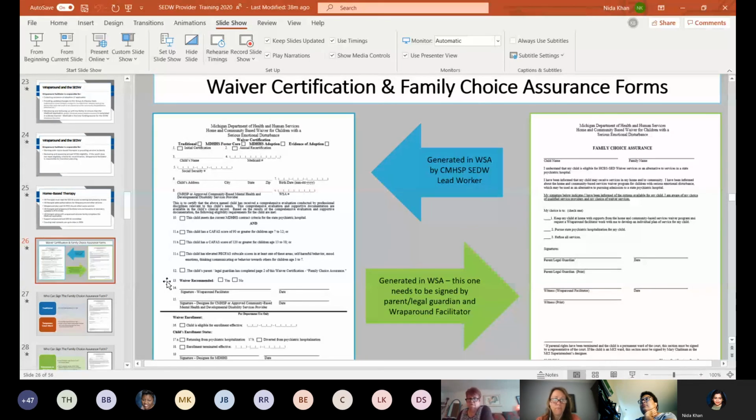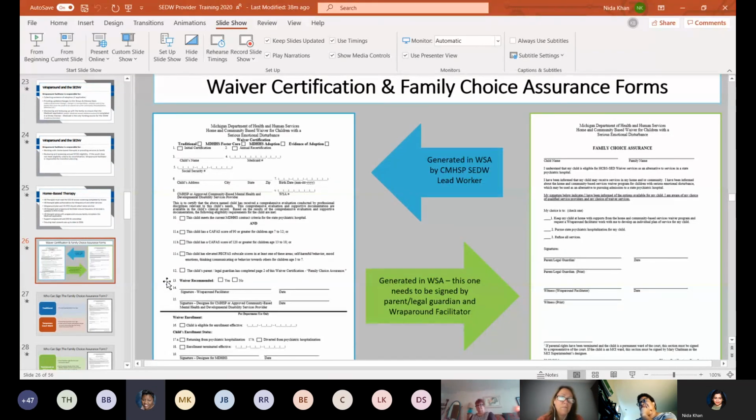Okay. So now we're going to talk about the actual application process for the SED waiver. And on your screens now is the waiver certification and family choice assurance forms, which is the actual application to apply for the SED waiver.